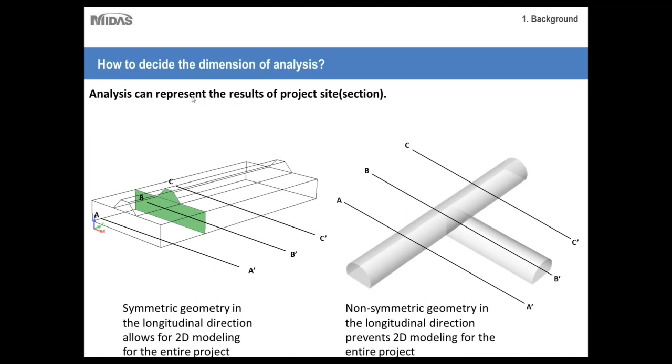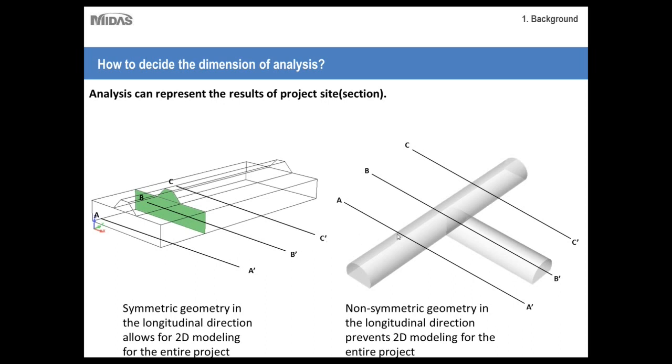Okay, first, analysis can represent the results of the project site. If you look to the left here, what we have is a project that's symmetric along the y-axis, or in the longitudinal direction. Because of this project geometry, we can just generate a very simple 2D model, and then extrude those results along the y-axis. Essentially, we're assuming that aside from project geometry, the loading conditions are the same. Then we can just create a simple 2D model. So instead of having to create a larger, more complex 3D model, we can simplify this into 2D. This is something that engineers do quite often, just to make the analysis and the modeling more efficient.